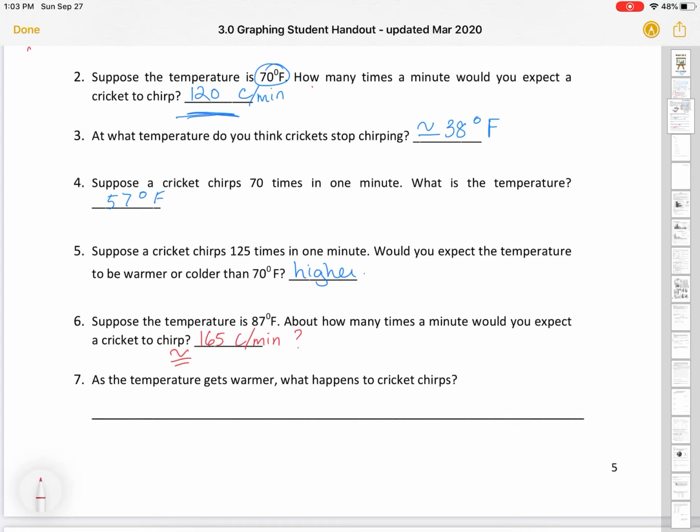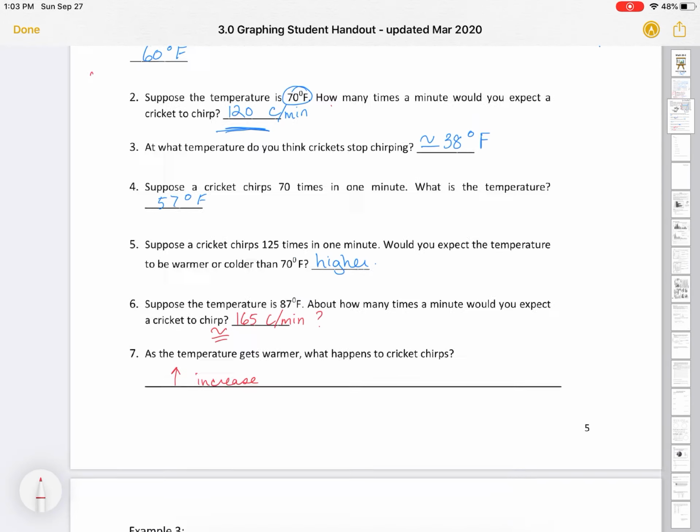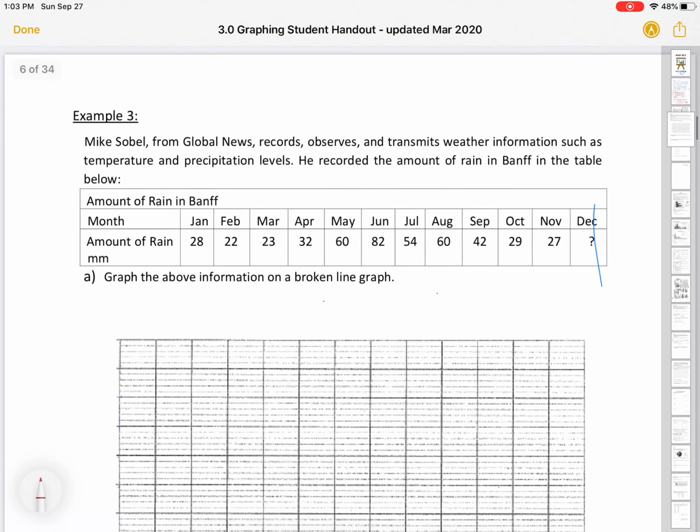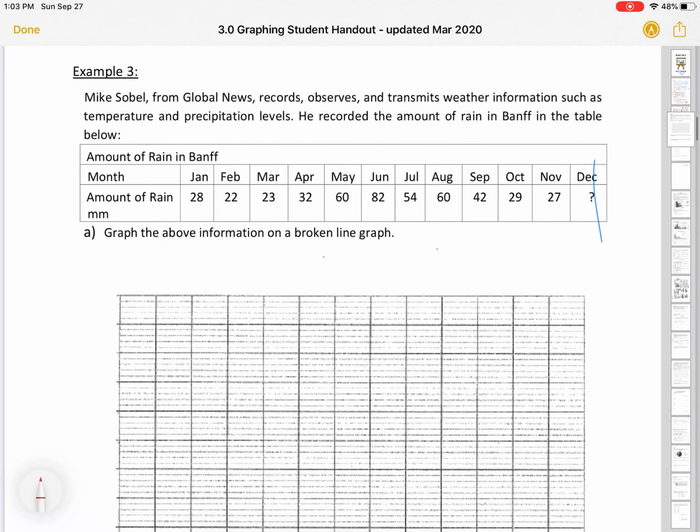As the temperature gets warmer, what happens to the cricket chirps? They increase. We get more chirps per minute as it gets hotter. Alrighty, so that's just reading that graph. Now, this is I believe our last example. This is going to give us a little practice in actually drawing a graph.